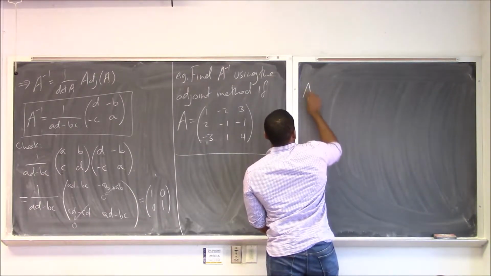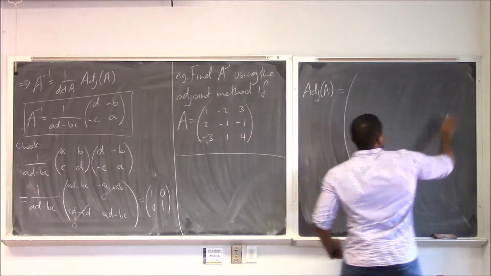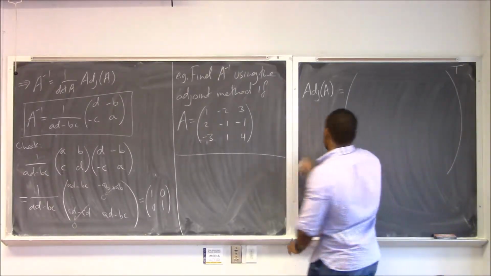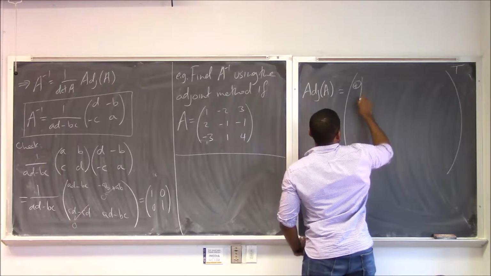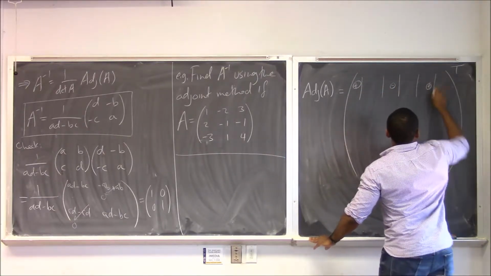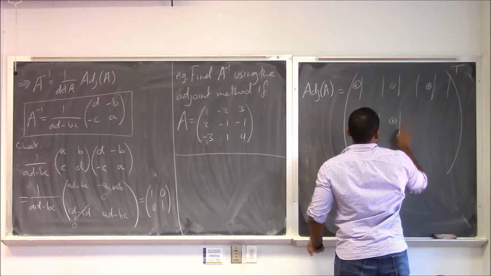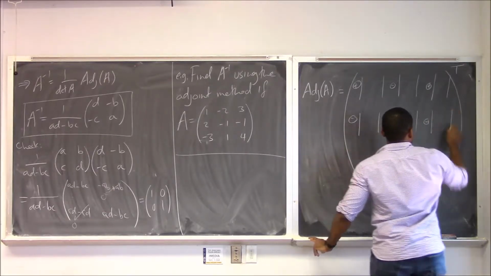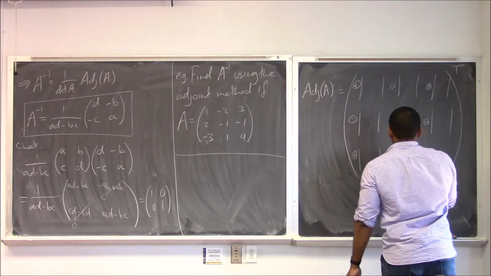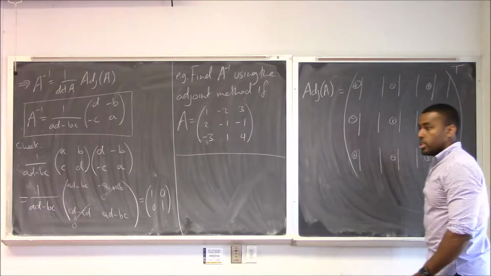Okay, so let's start by finding the adjoint of it. One big matrix transpose. What matrix? The matrix of cofactors, which means plus sign times some determinant, minus sign times some determinant, plus sign times some determinant, minus, plus, minus, plus, minus, plus sign times some determinant. Okay, let's fill in these determinants.